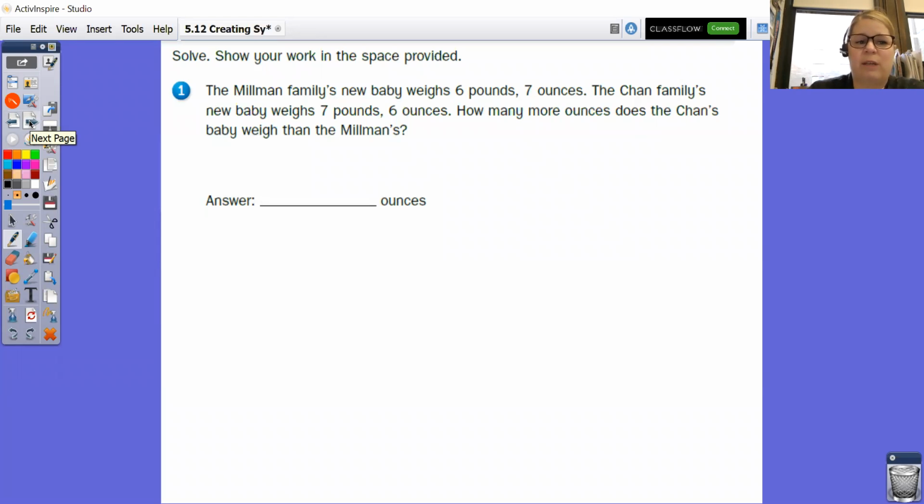So I'm going to look for some keywords, or numbers that would help me. So I know that the Millman's baby weighs 6 pounds 7 ounces. I'm sorry, and the Chan baby weighs 7 pounds 6 ounces. And my keyword is how many more. That's going to tell me I need to subtract. So I'm going to subtract my smaller number, 6 pounds 7 ounces, from my bigger number, 7 pounds 6 ounces.